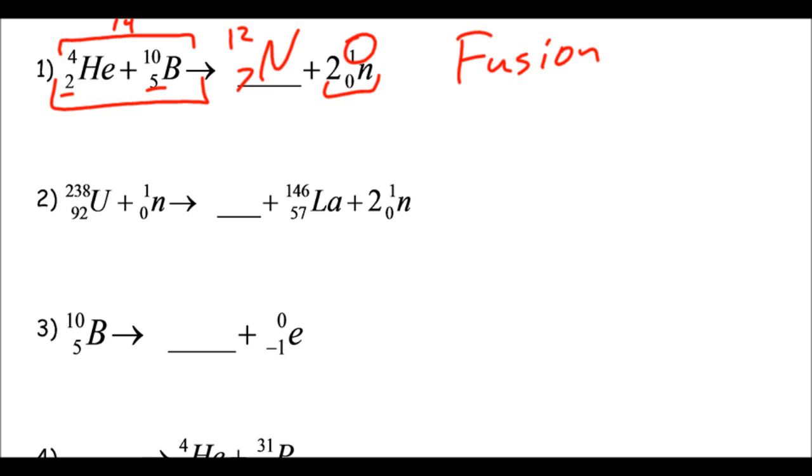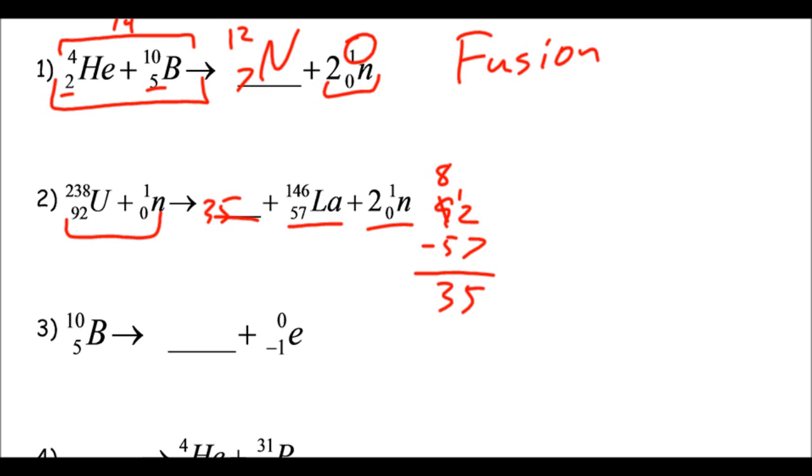In our next example here, we have uranium-238, and it is shot with a neutron particle. And as a result, we have blank plus lanthanum plus 2 neutrons. Now if we take a look here, we've got 92 protons on this side, 92 on the left, 57 on the right. So that becomes 35.